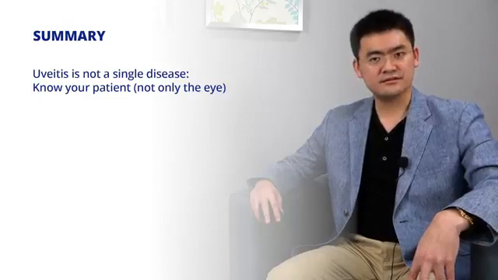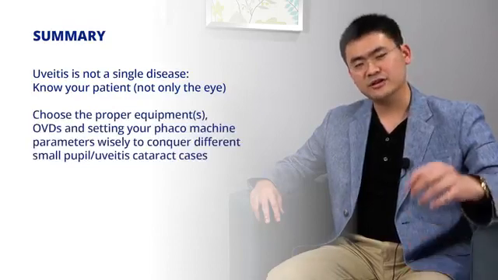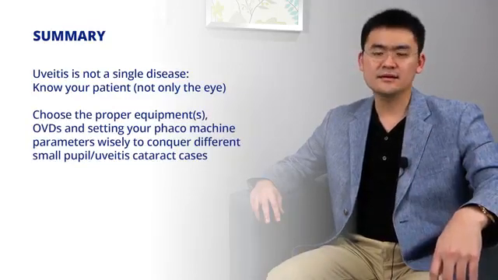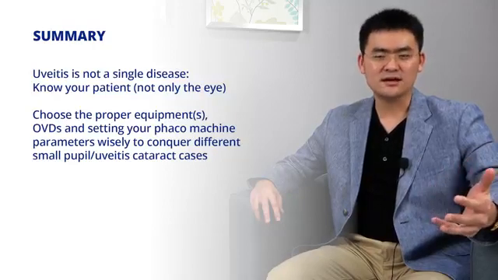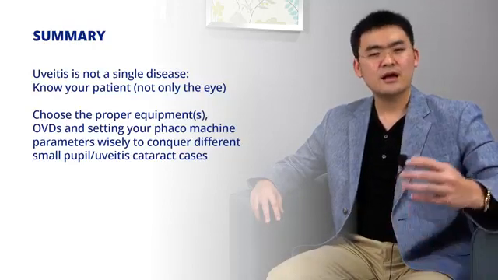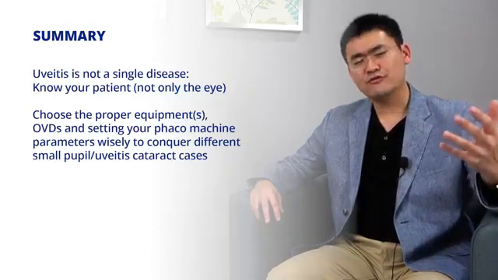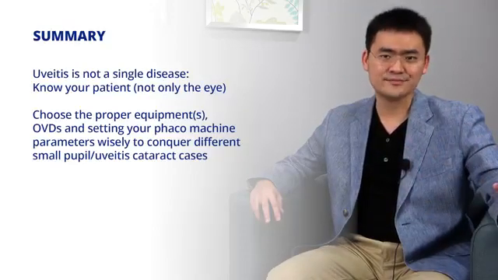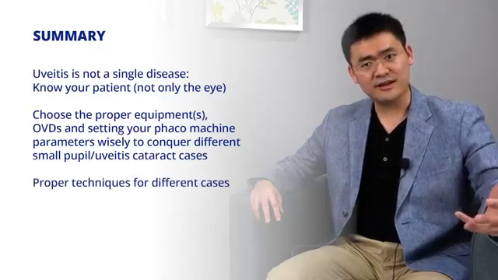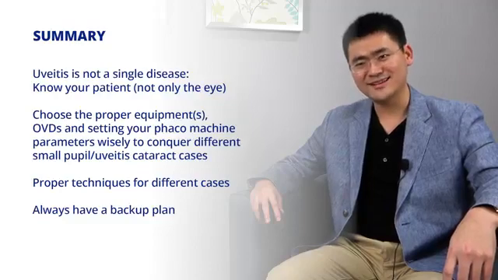In summary, uveitis is not a single disease. Know your patients, not only the eye. Choose the proper equipment for the different kinds of uveitic cataract. Why do we choose OVD? Right, high molecular weight dispersive OVD. And wisely adapt your phaco parameters for the different cases of uveitic cataract. Use proper techniques for the different cases, and always have a backup plan in case something happens intraoperatively.